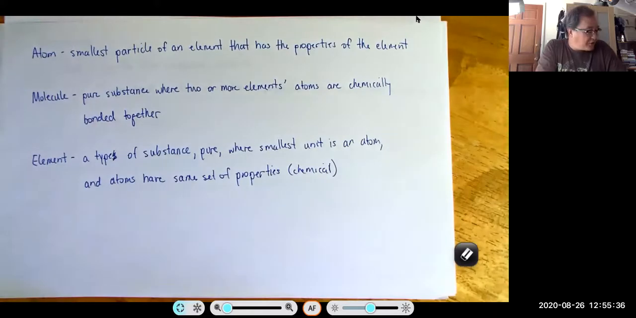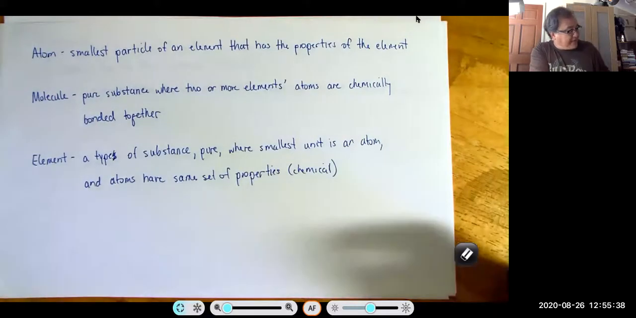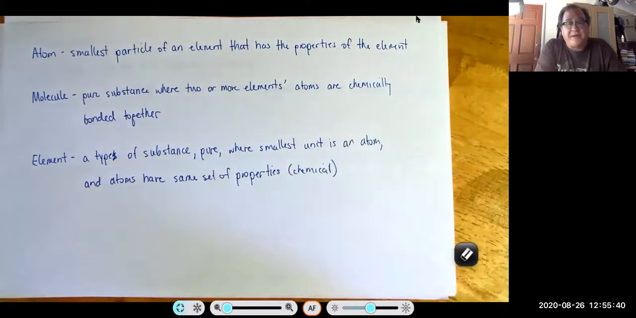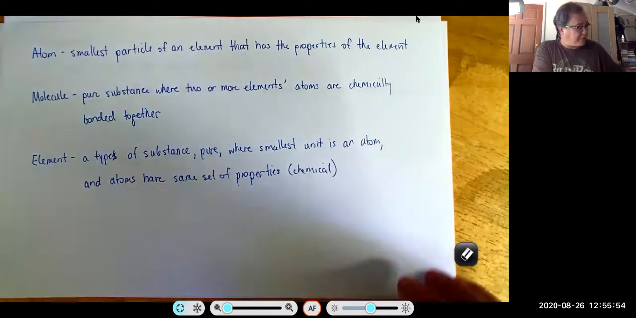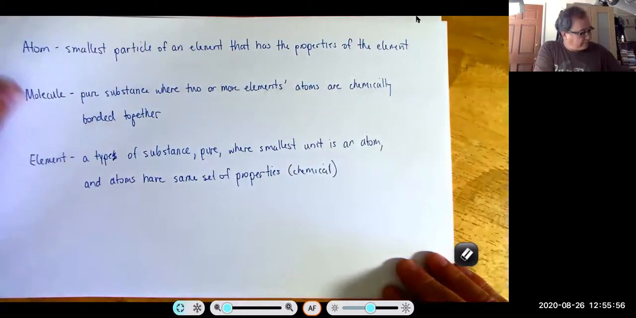Element, type of substance, pure, where the smallest unit is an atom, and the atoms have the same set of properties. And here I put down the same set of chemical properties because it turns out that atoms of an element may have slightly different physical properties. And we're going to get into that in a future chapter when we start talking about something called isotopes. And that's probably going to be in chapter 2. Okay.